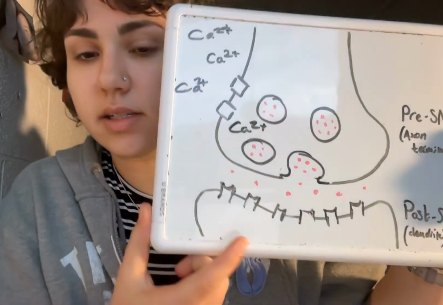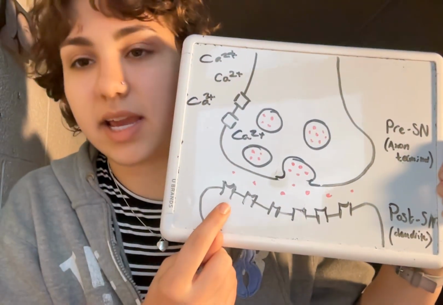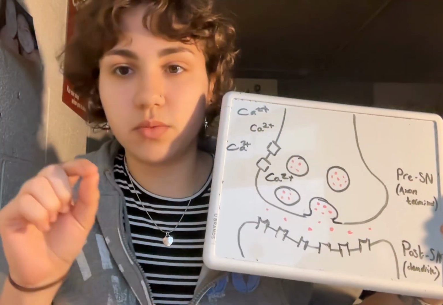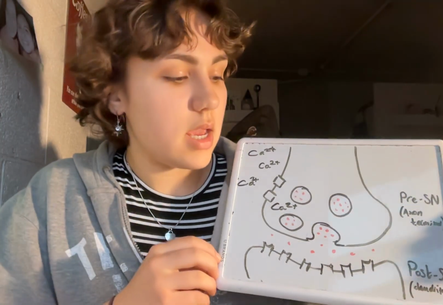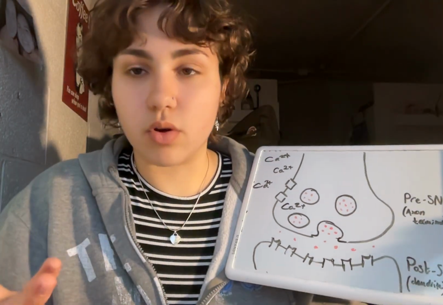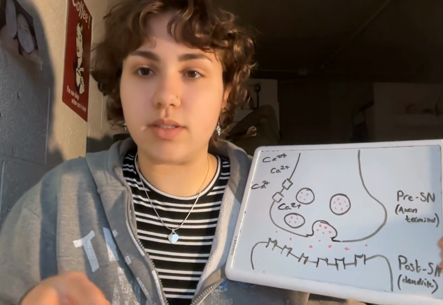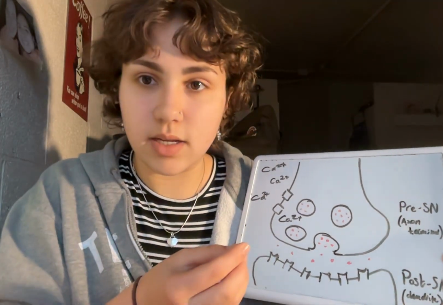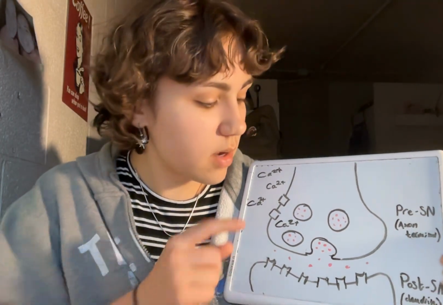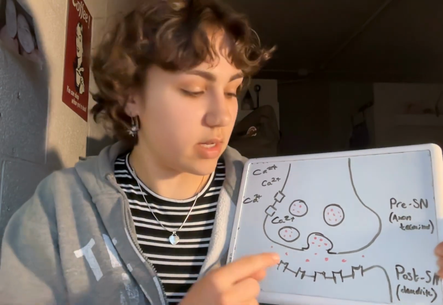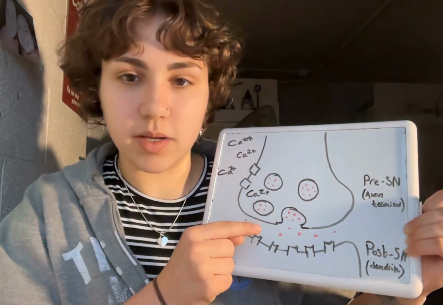Now, these neurotransmitters are also ligands, which is important because in the postsynaptic cell, we have these ligand-gated receptors, which are specific to a certain ligand. In a real neuron, there would be a ton of different receptors that would bind to a ton of different types of neurotransmitters. But in this case, I've only drawn ones that are receptive to this red neurotransmitter.